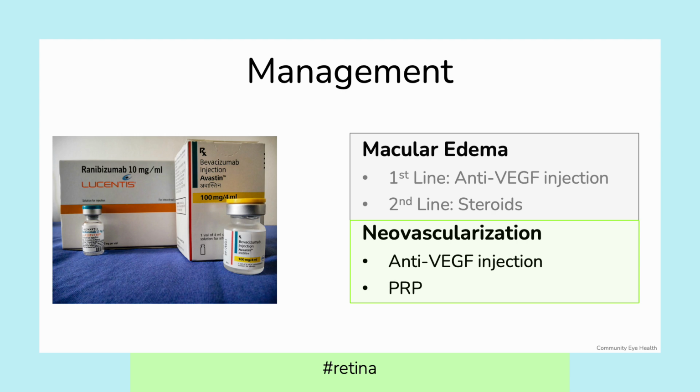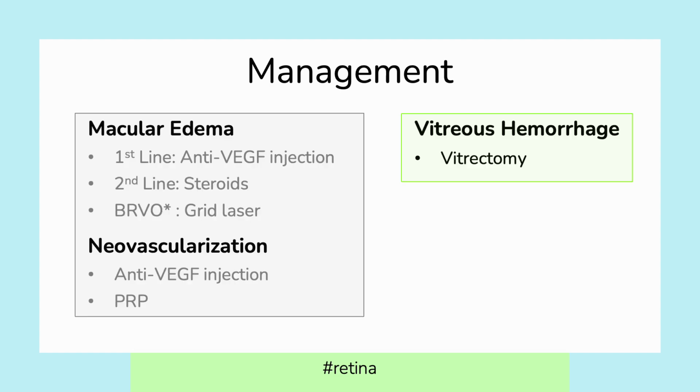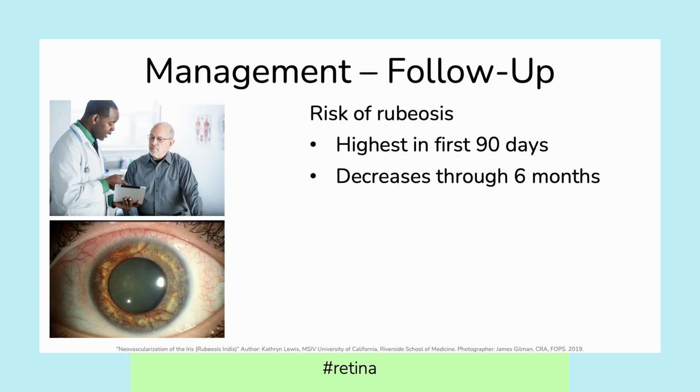After identification of iris neovascularization, the retina should be promptly treated with panretinal photocoagulation, PRP. Grid laser is appropriate only for macular edema with BRVO. In the case of vitreous hemorrhage covering the macula, a vitrectomy may be performed.